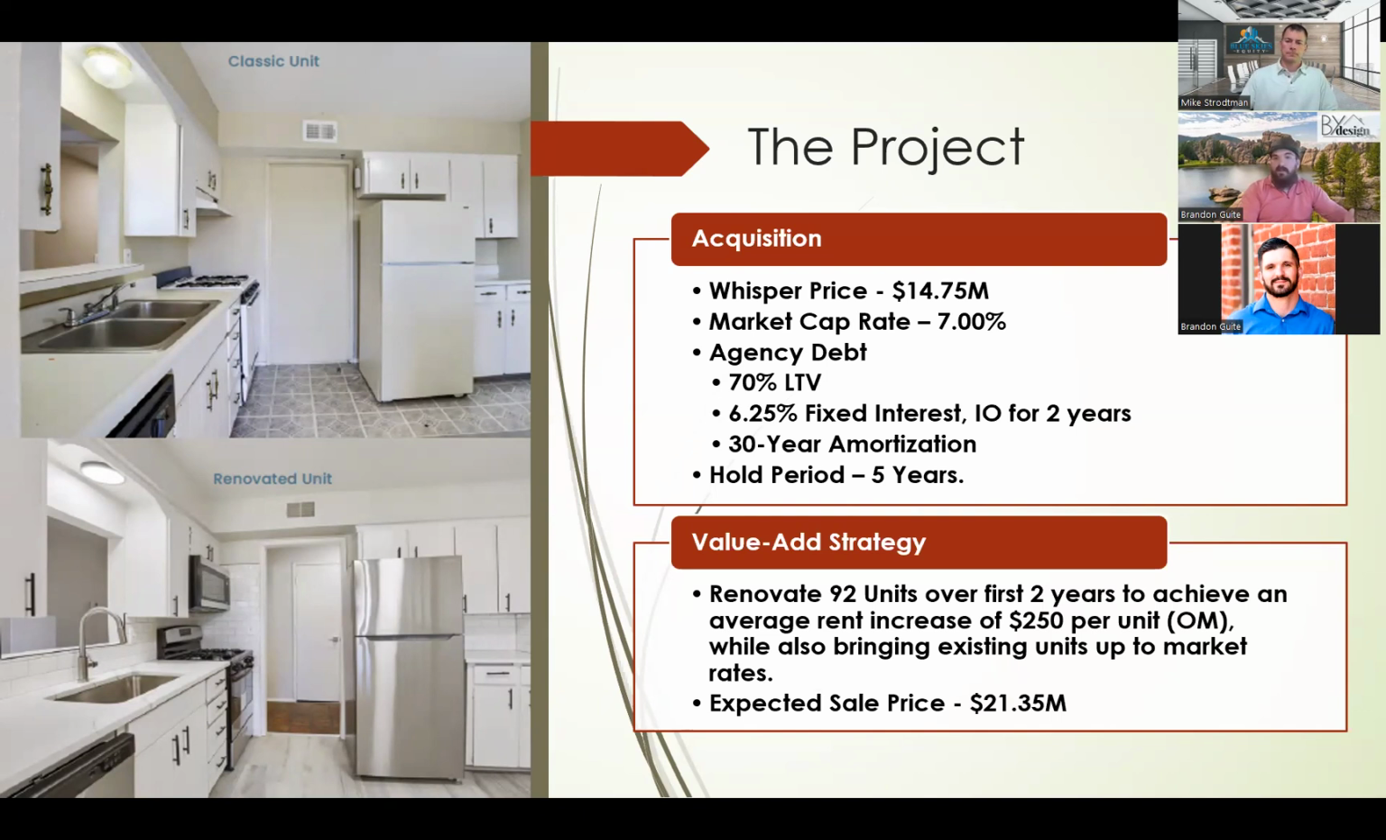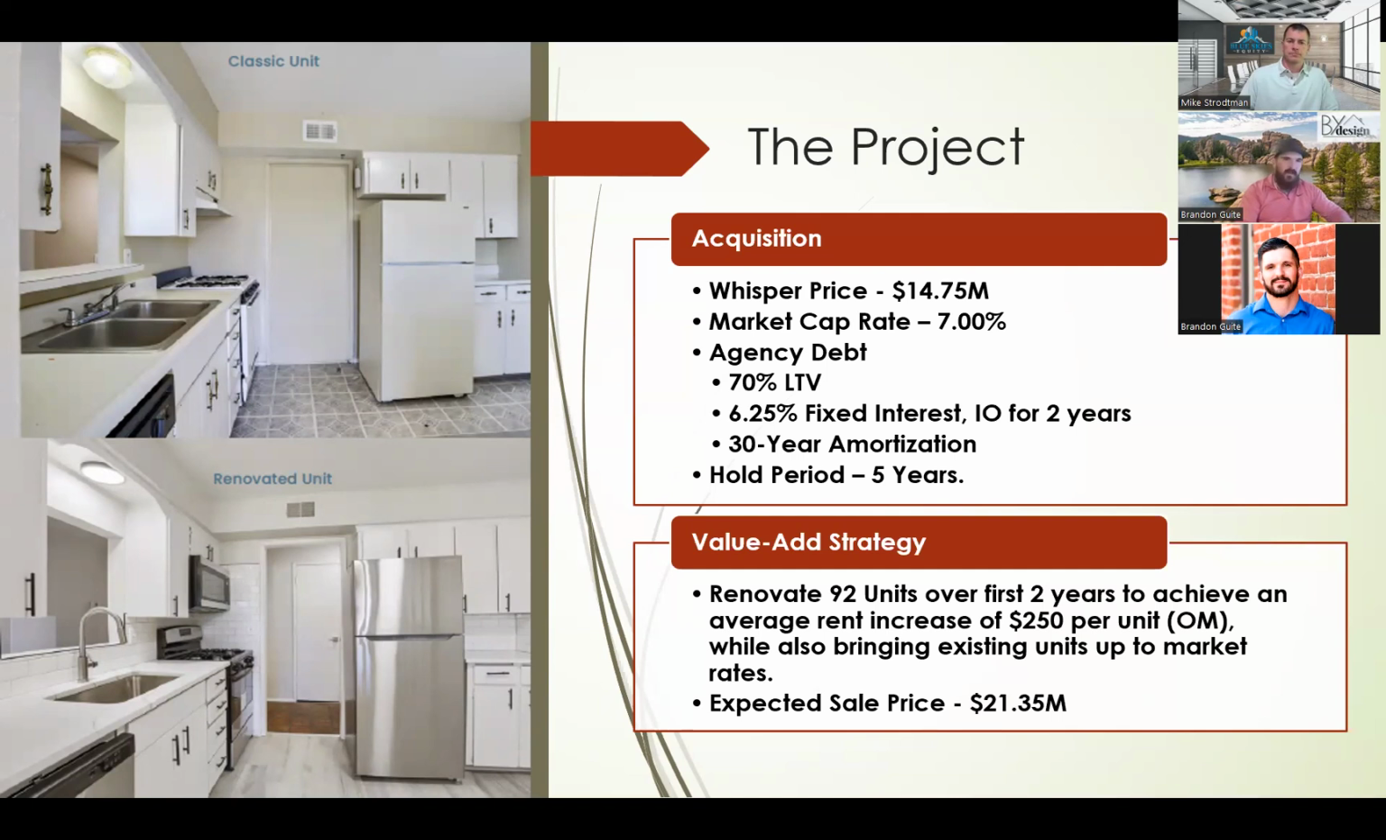And the business plan, the value add strategy here, was to renovate the remaining 92 units that hadn't been updated over those first 2 years to achieve an average rent increase of $250 per unit per month. And that was based on what the broker's OM, or that offering, was, and based on their research. And we'll talk more about that.